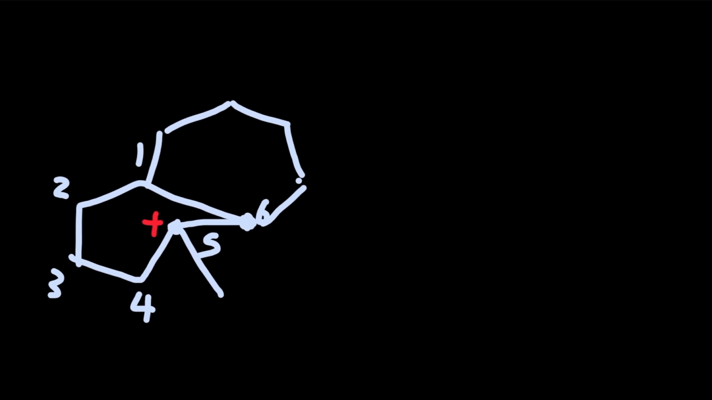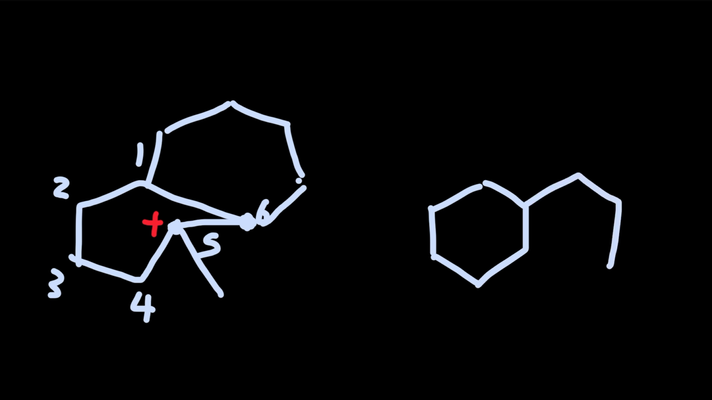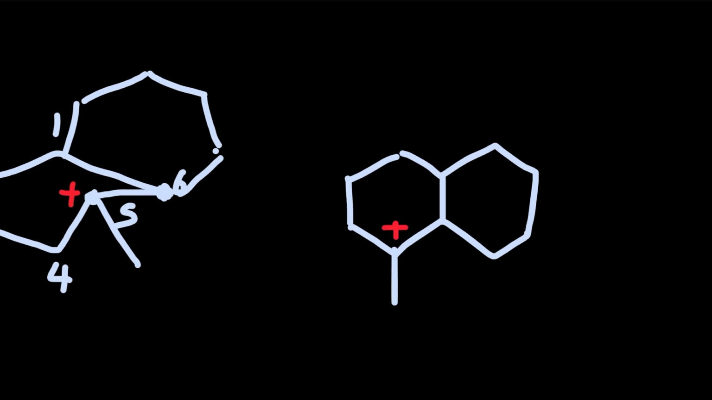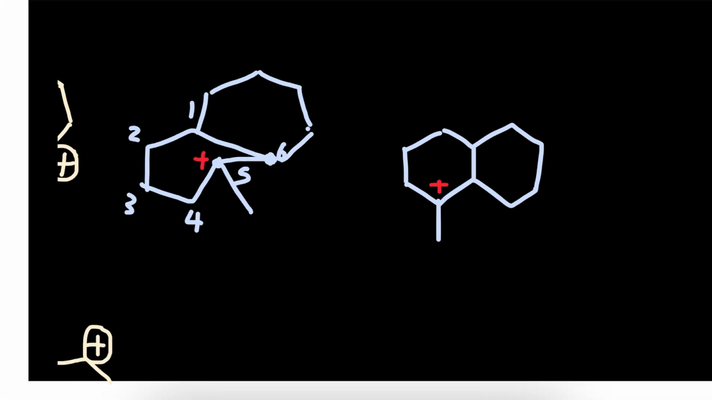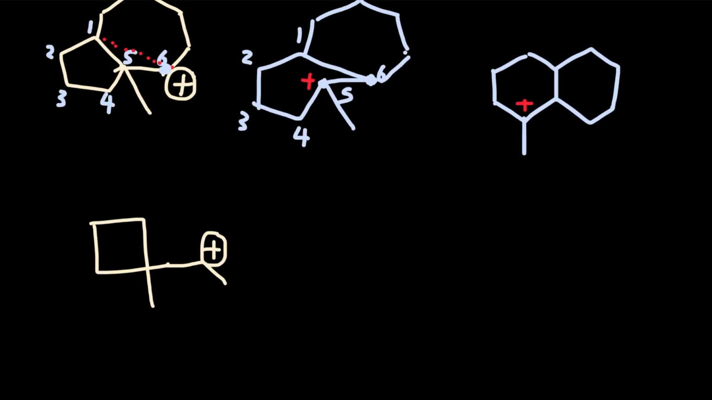That means if you put this through an E1 elimination, to draw it prettier, it's going to look like this. It's carbon 5 with a methyl, and our carbocation is here. So then if you do the E1 elimination, your alkene will just end up here. Okay, next problem.